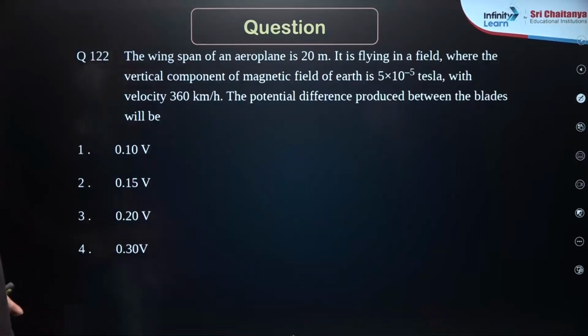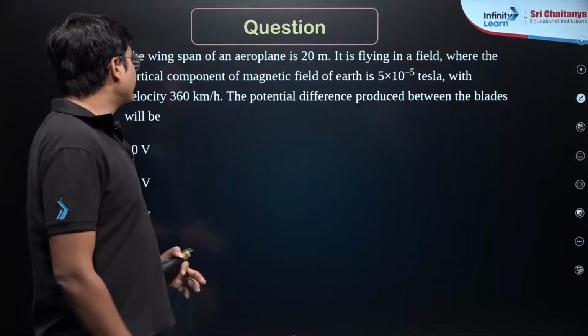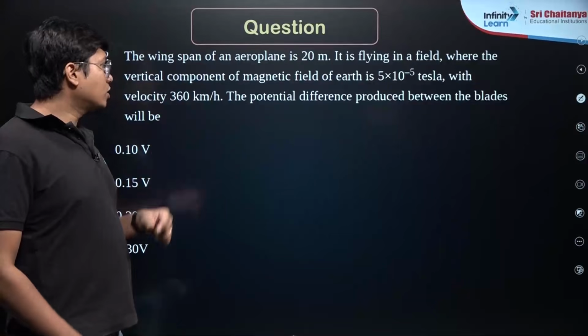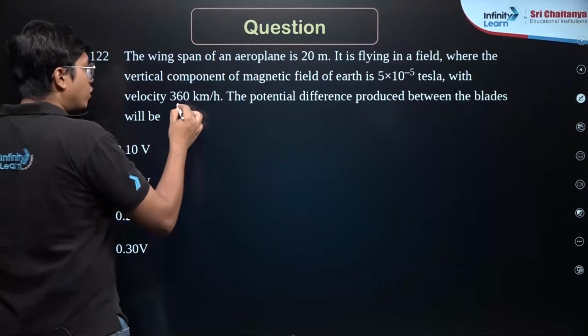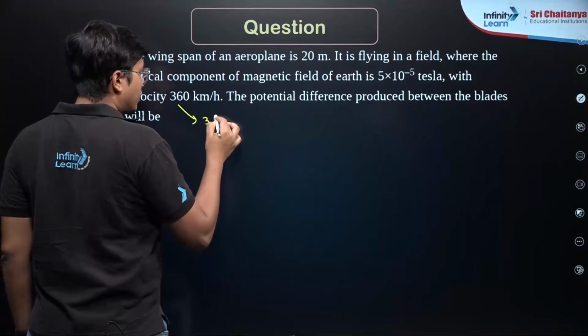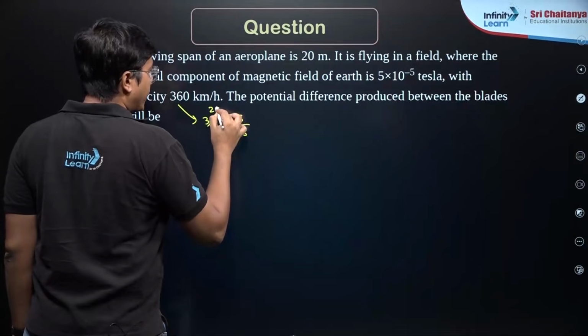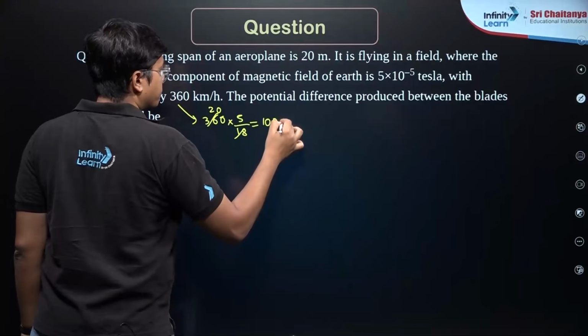Next one, the wingspan of an aeroplane is 20 meters flying in a field where the vertical component is already given to you, 5 into 10 to the power minus 5. Velocity is 360, convert it to meters per second, so it's 360 times 5 over 18. Goes with the 20, that's 100 meters per second.